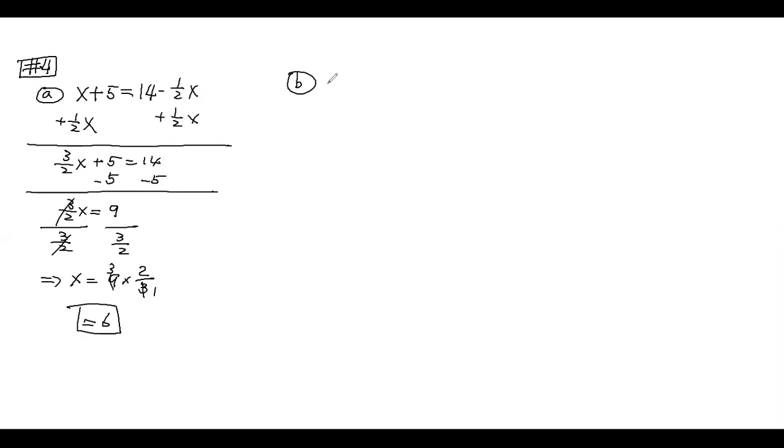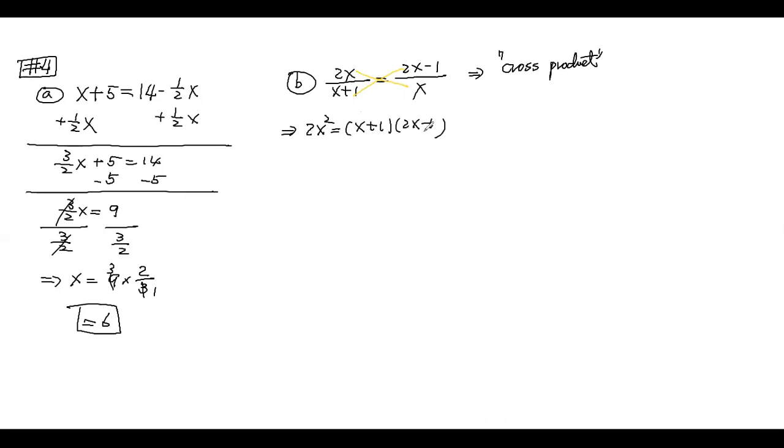So the b is 2x over x plus 1, and is equal to 2x minus 1 over x. So what is this problem trying to test us? Cross product, right? So when we try to solve the equation, you need to use cross product. Here's the boom, boom, right? Okay, so cross product. So the 2x times x is 2x squared. And this one here is x plus 1 times 2x minus 1. So what do you do?